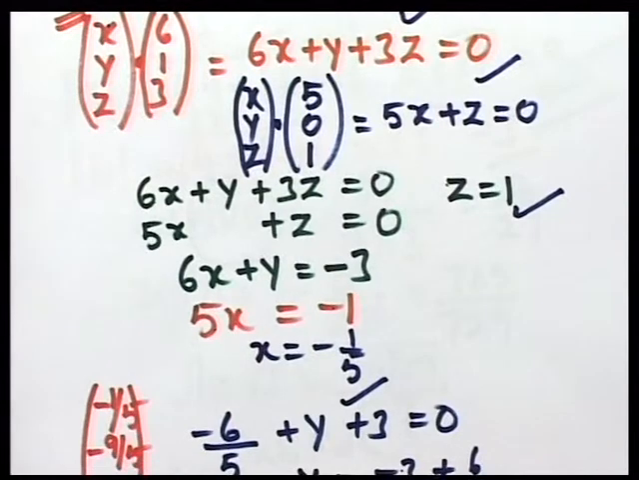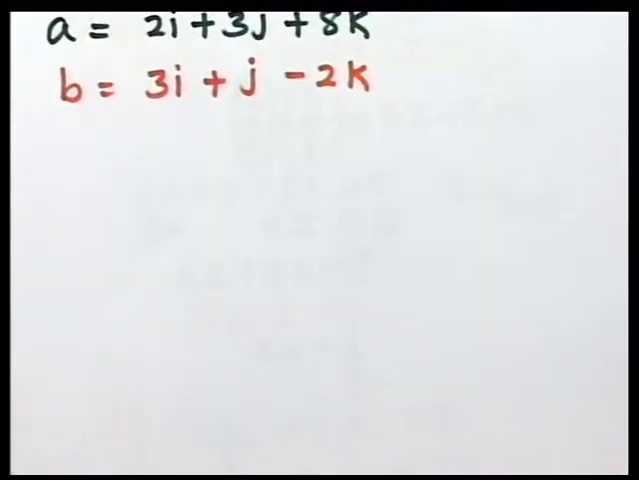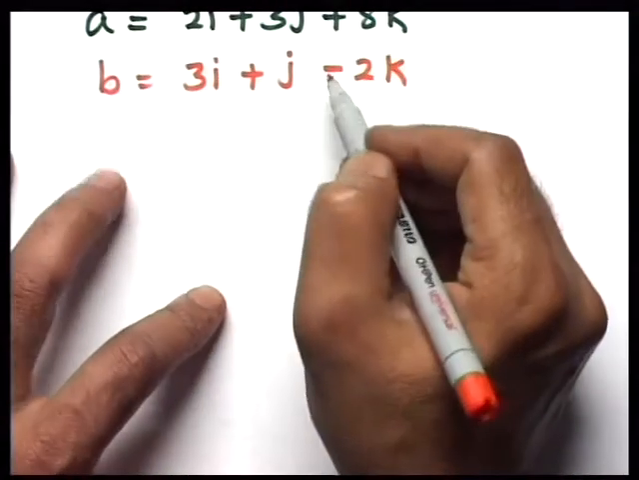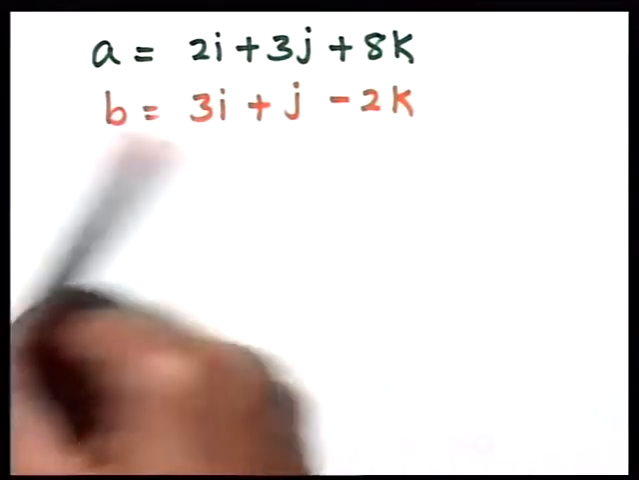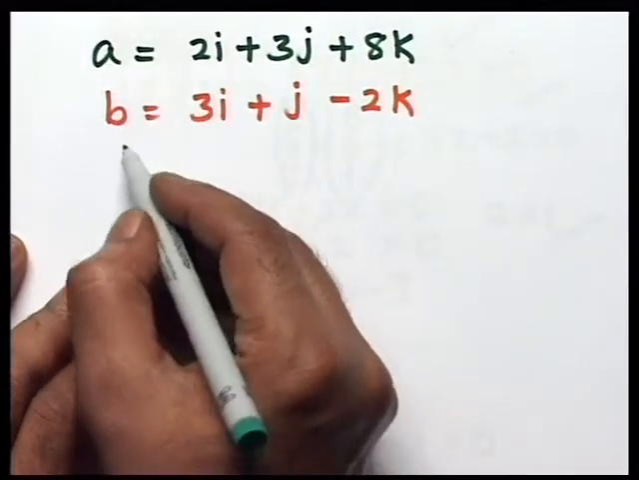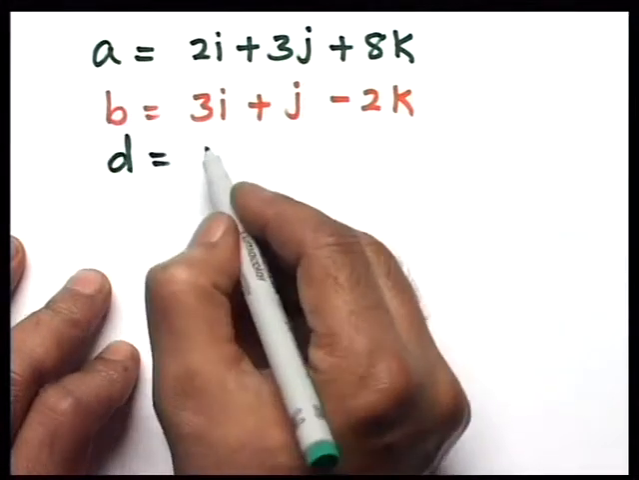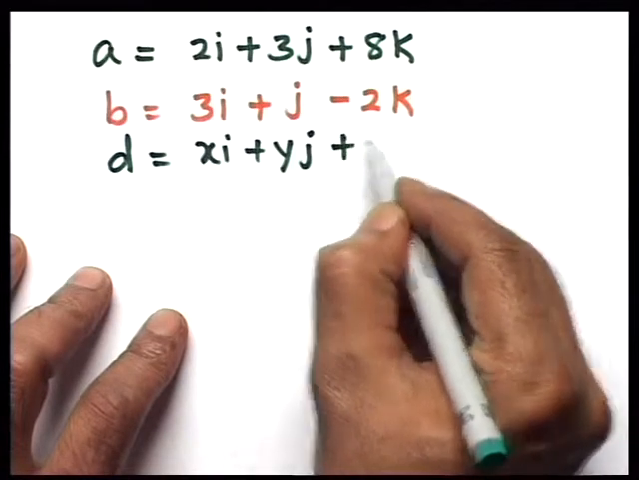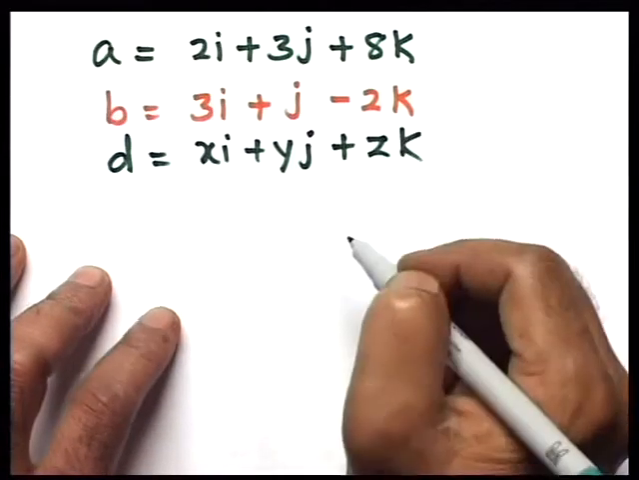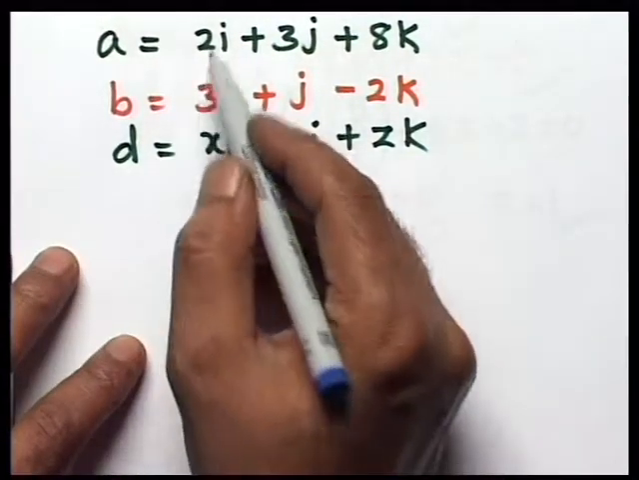I will give you one more question. You try that, right? Find a vector that's making a 90 degree angle with those two. You can choose the third vector as you like. Let's say the third vector is D maybe, right? D is equal to, call it, xi plus yj plus zk. This time we don't need to write them in column vectors, we know.